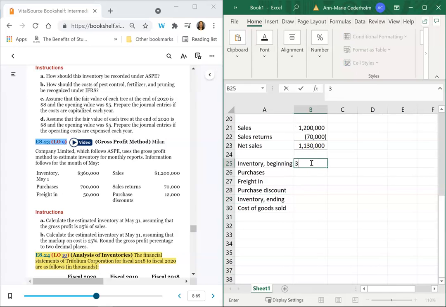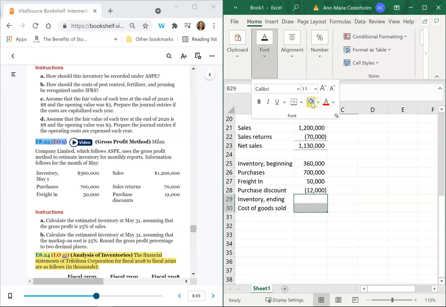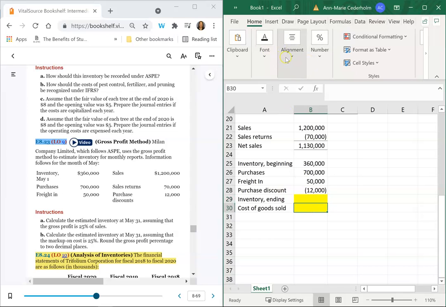Beginning inventory at May was $360,000. My purchases were $700,000, and my freight in was $50,000. My purchase discount, so that decreases the amount of inventory, was $12,000. Now I'm looking to see if they gave me my ending inventory. I have to calculate that. So my problem is I don't have the answer for these two amounts here, but what I can do is work backwards.